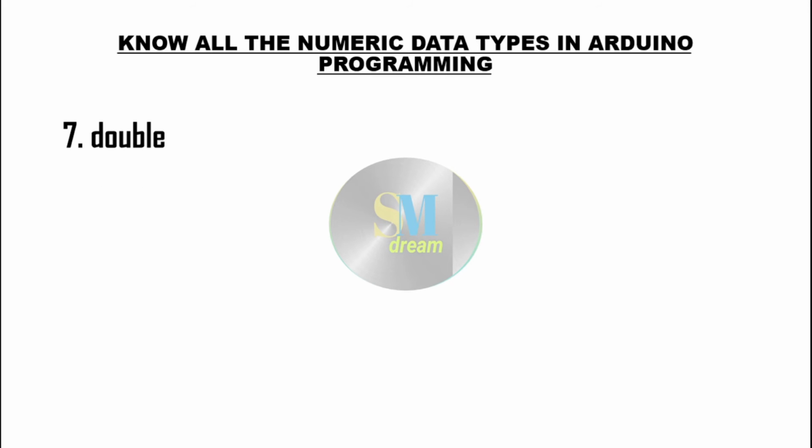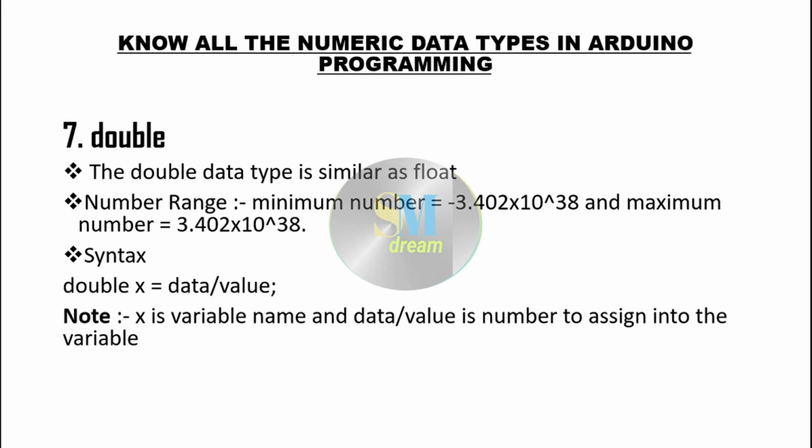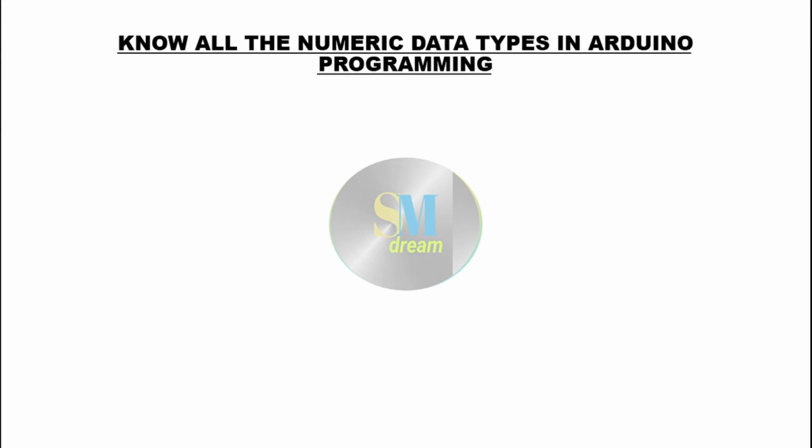Next is double. So the double data type is similar to float. Whatever features float has, the same features double has. So the syntax is very simple, double x equal to data or value, and this is the example of the double data type.